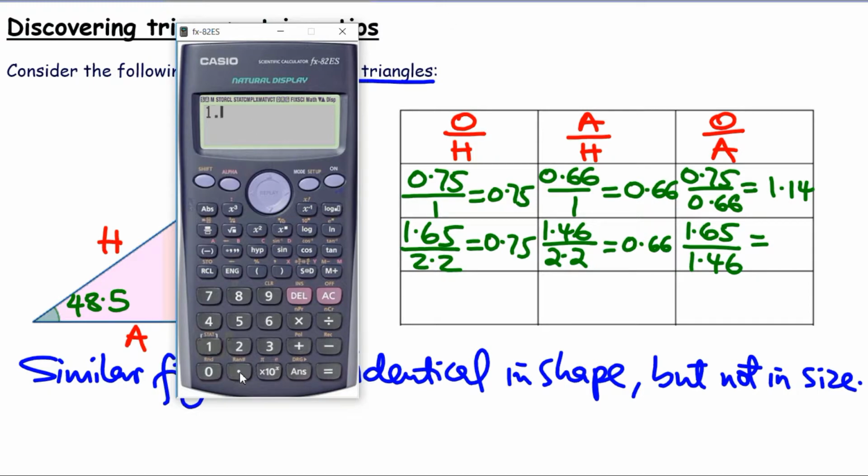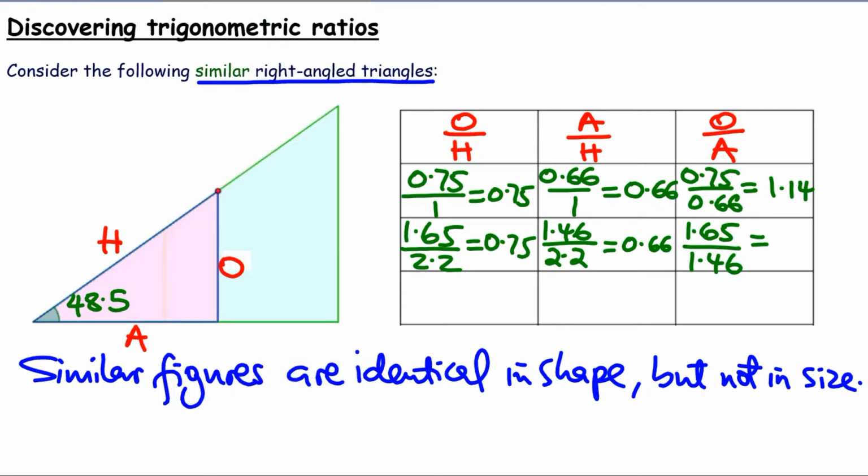1.65 divided by 1.46, which gives us 1.13. So we have 1.13. Let's carry on.